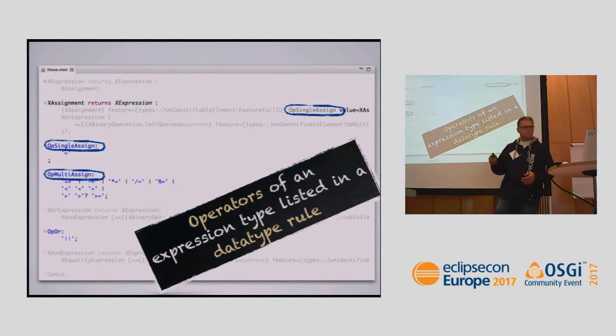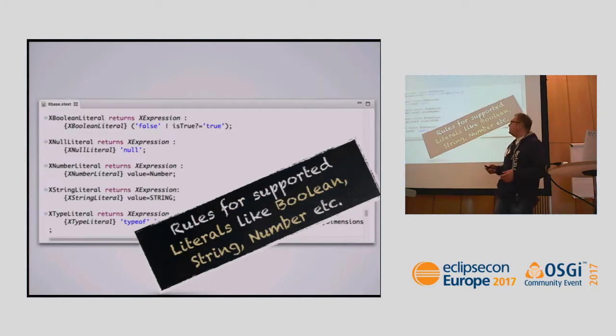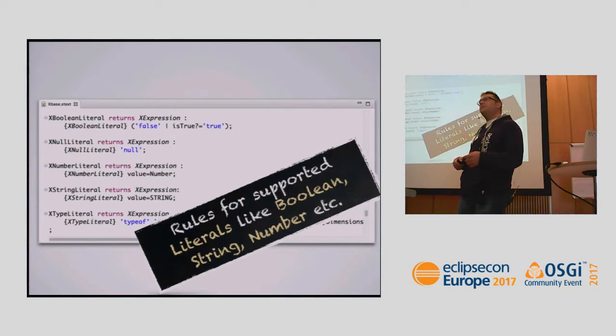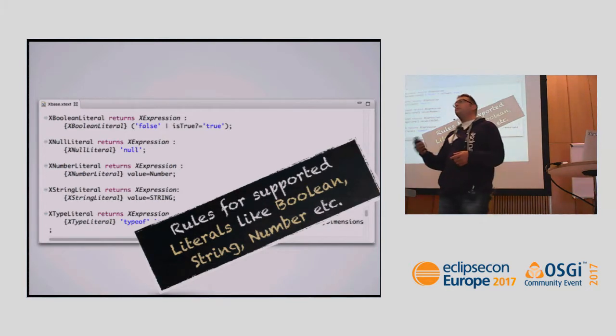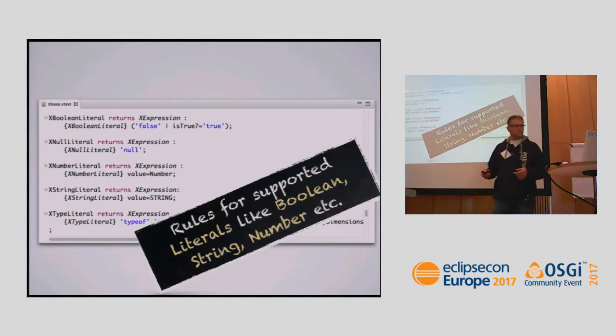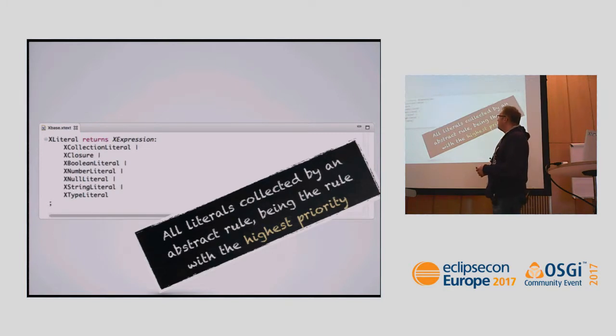We will have rules to express literals. Somewhere you will have something like a Boolean literal, collection literal, string literals, and all those things. They need also to be expressed. What is a bool? Is it true? Is it false? Or what is the expression of that? Here in Xbase we also have null literals. Number literals are quite common. So for all your primitive types, you will have a literal expression, and every literal is collected in one literal rule.